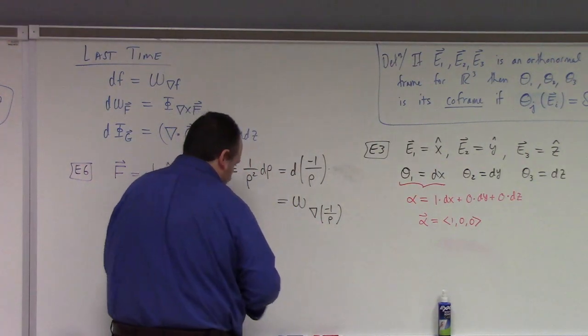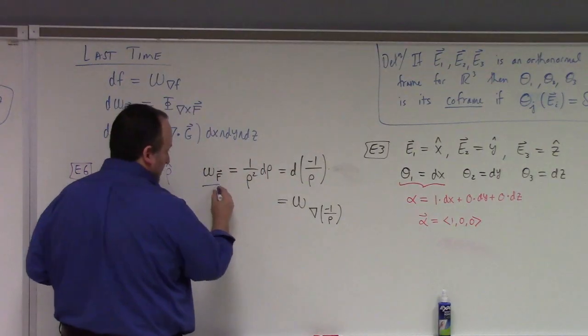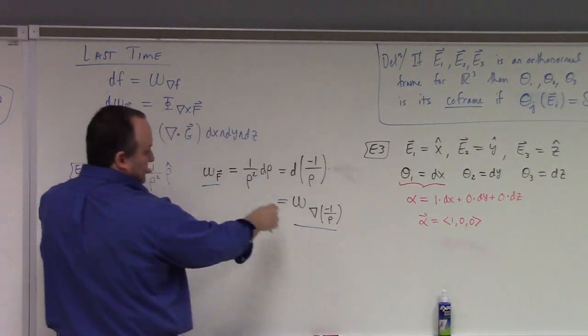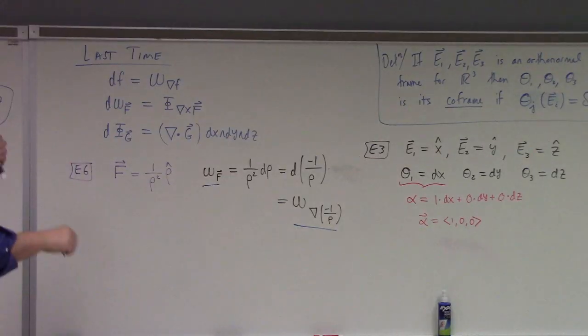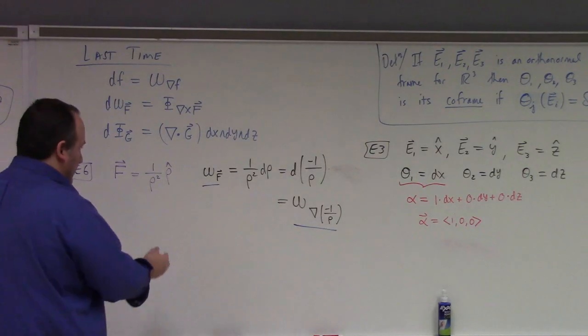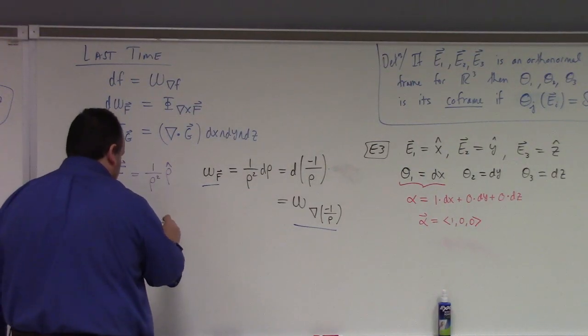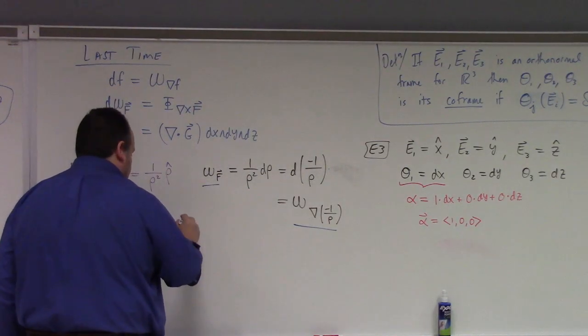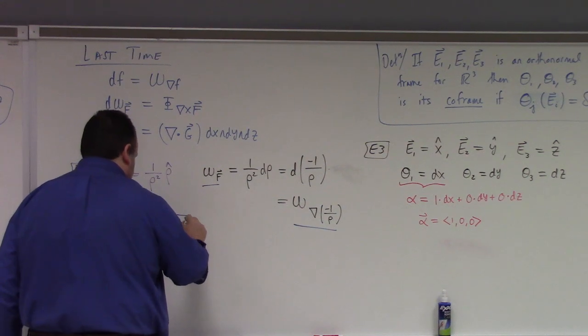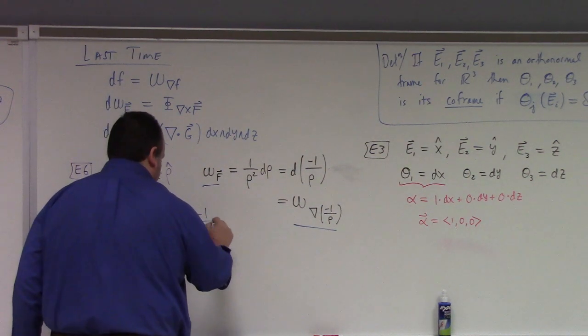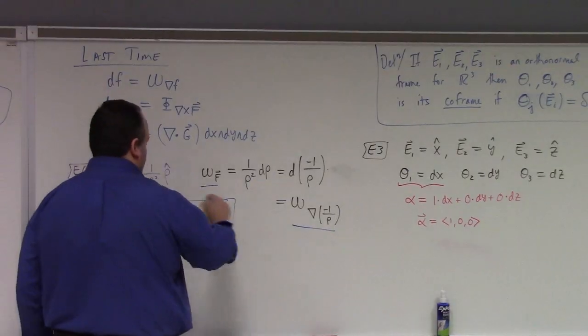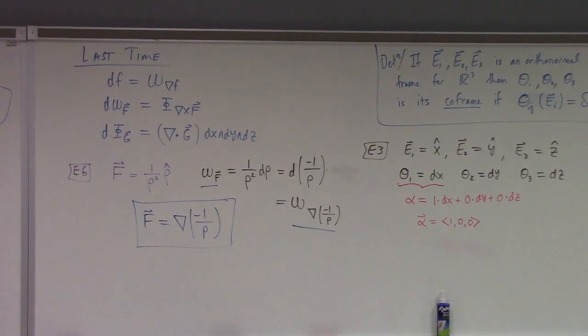But the thing is, with this work form correspondence, two work forms of two different vector fields are equal if and only if those vector fields are the same vector field. So this constitutes a proof, in a somewhat circuitous fashion, that the vector field F is in fact the gradient of minus 1 over rho, which was the answer to part A on the quiz this morning. The potential function for the Coulomb field is minus 1 over rho.